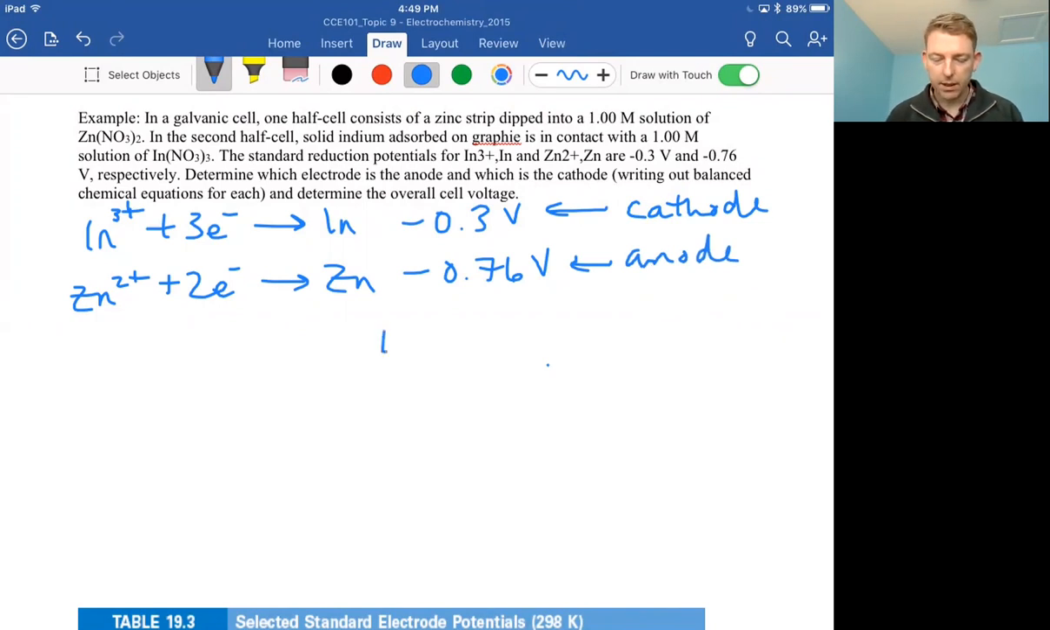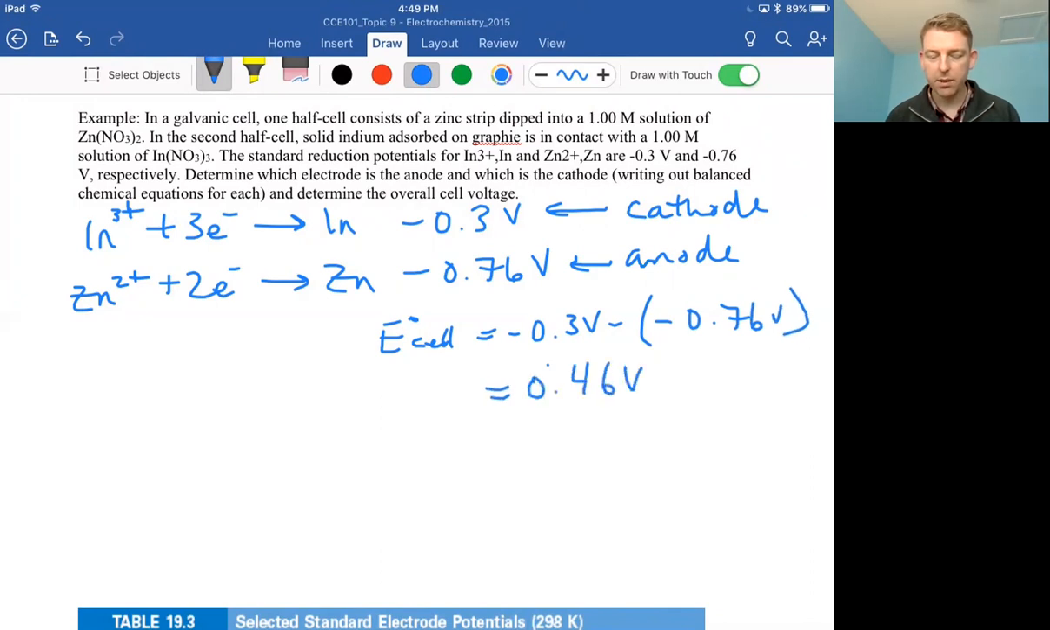We can still look at the standard cell potential here just by plugging in their values. So we have negative 0.3 volts minus negative 0.76 volts, which is equal to 0.46 volts. So it's positive, it's a galvanic cell like it said, so we should end up with a positive value for the cell potential. Otherwise, there wouldn't be a battery, it wouldn't be spontaneous. So that's how we would expect it to be.